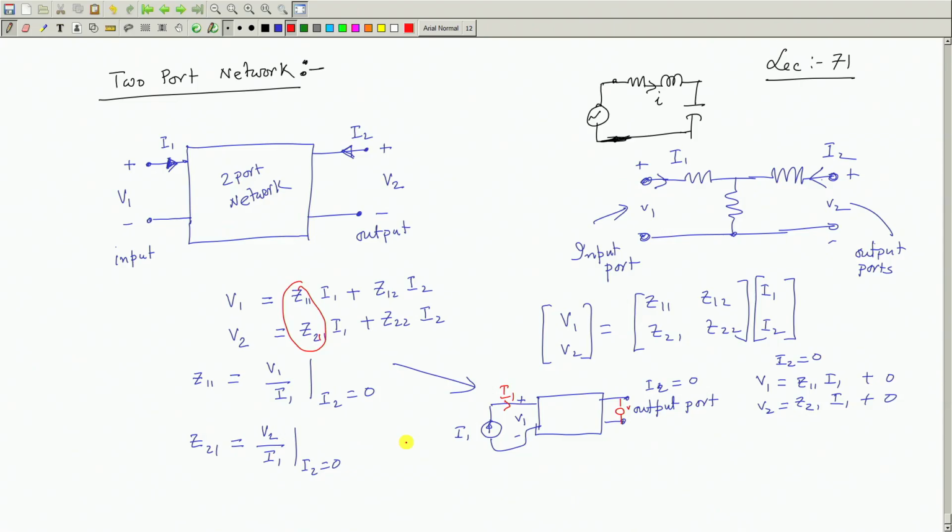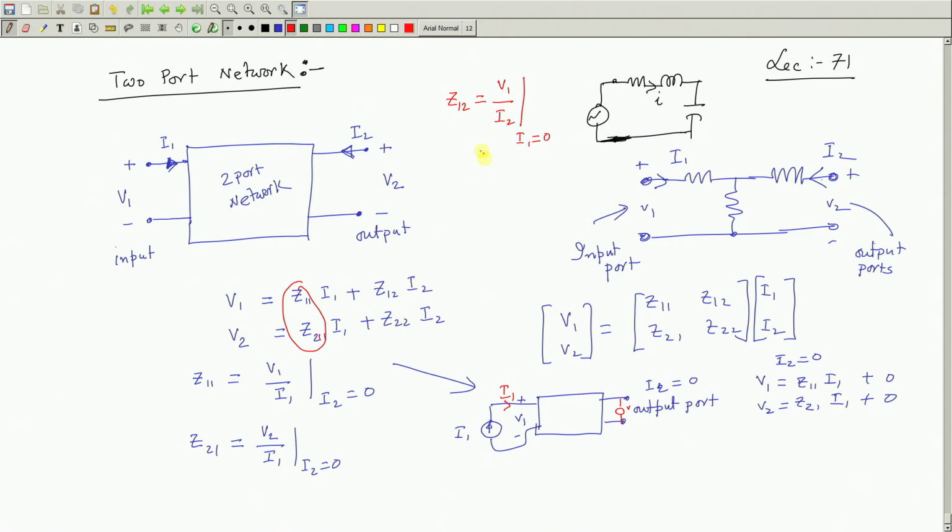I 1 is known. So, this is how Z 11 and Z 21 can be measured. It is very easy to see. To calculate this, I will write with red ink. Z 12 should be what? Come to this equation. Z 12 I can write as V 1 by I 2 with I 1 equal to 0, is it not?